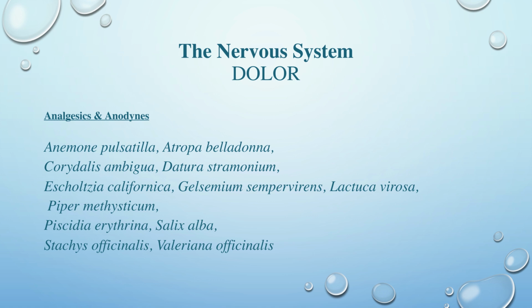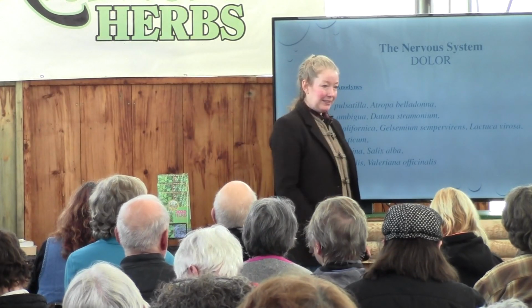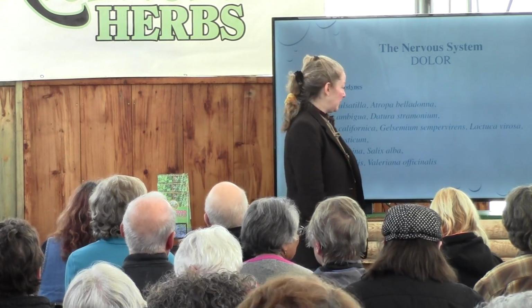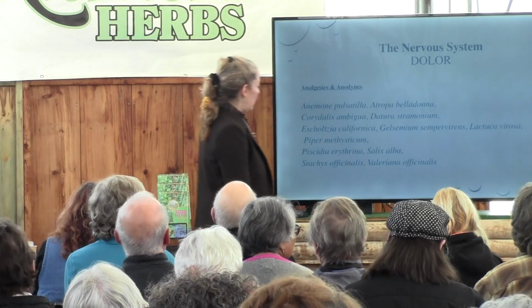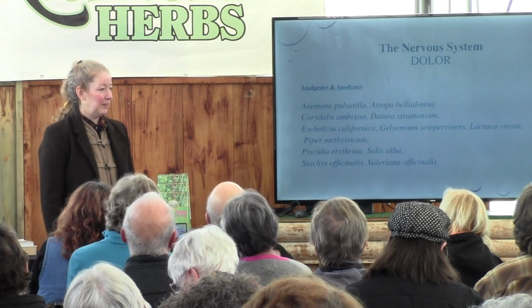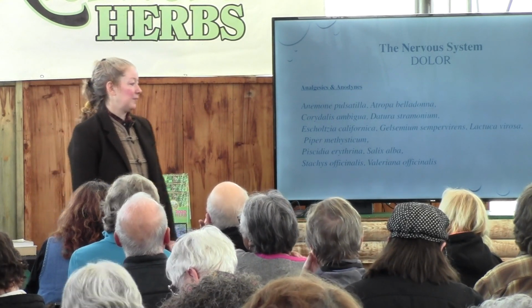Would that be good for Parkinson's spasms? Maybe not. It comes from a different place, right? That's more neurological than it is musculoskeletal. Valerian is really a wonderful nervine.